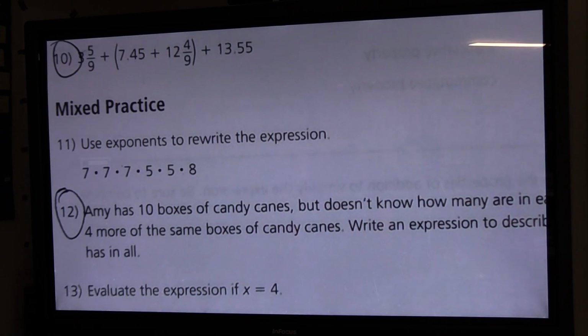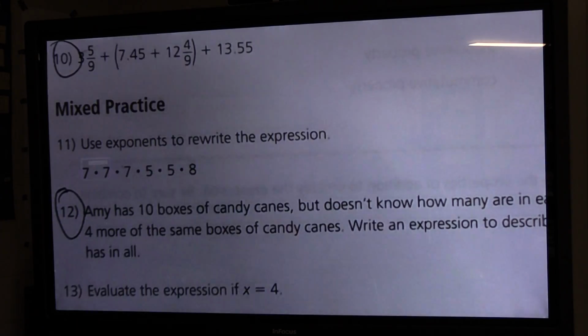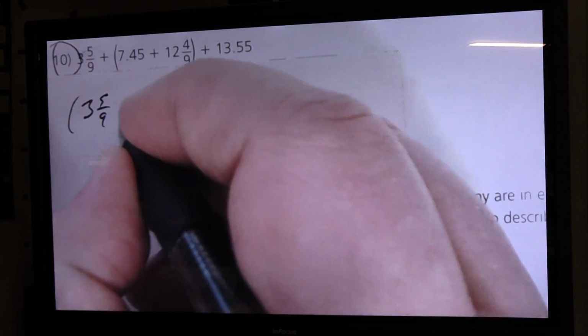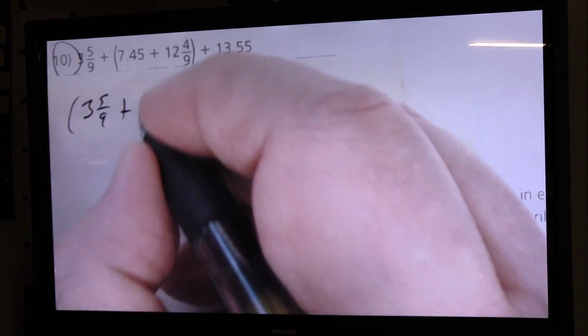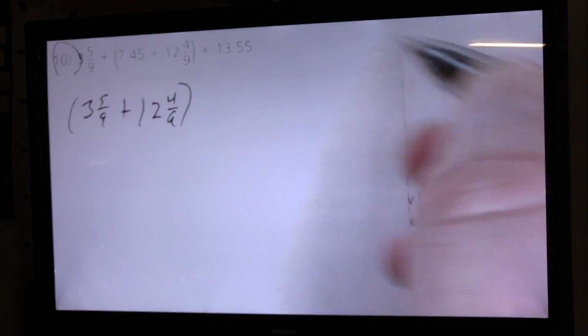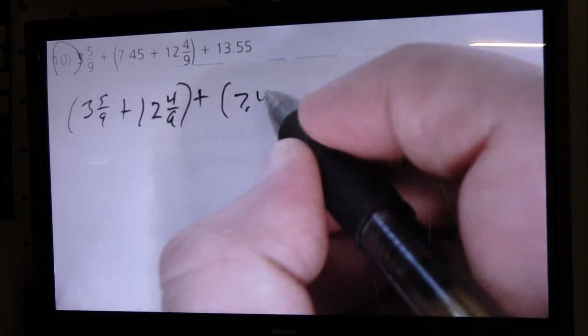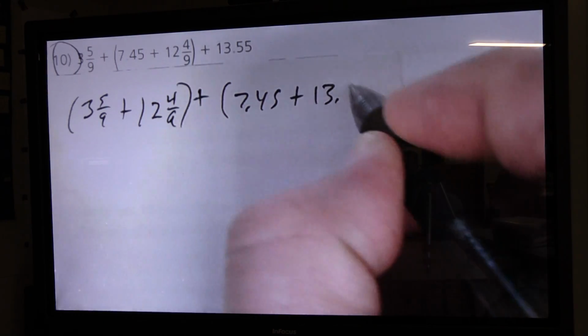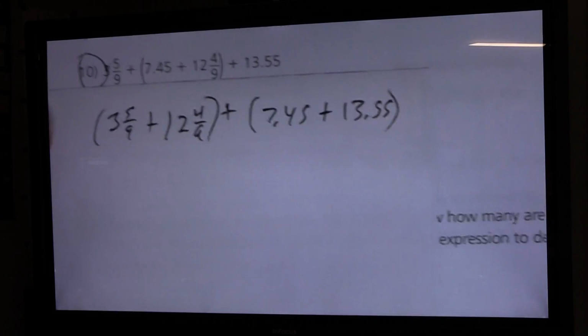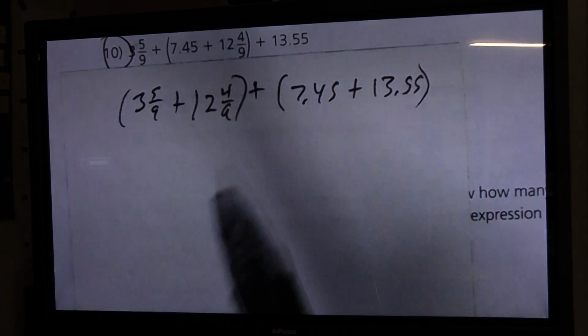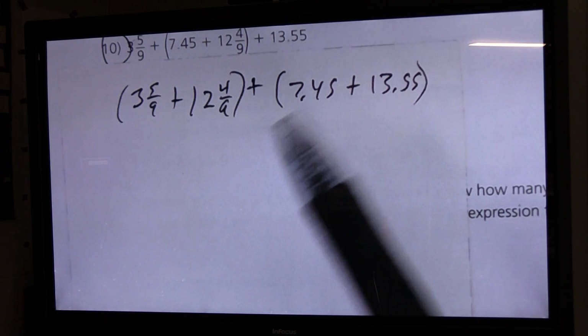Okay, so let me go ahead and put a little post-it note here. Okay, so I'm going to rewrite this, and I want to find the sum of 3 and 5/9 and 12 and 4/9. I'm going to add that sum to the sum of 7 and 45/100 and 13 and 55/100. So now I'll explain why I chose to group these values the way I did.